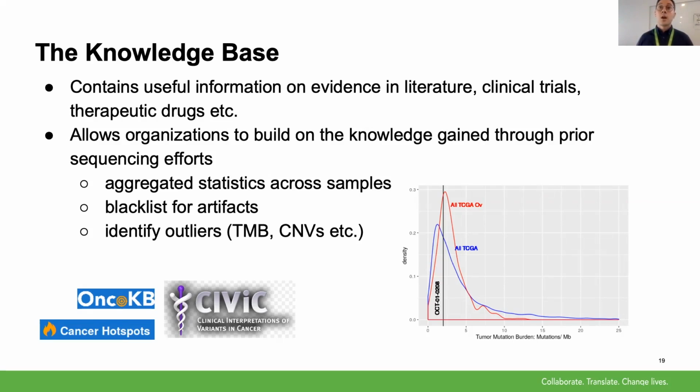In addition, we've had a lot of success in the past in my working group using the vast amounts of genomic data that we've created to create aggregate statistics where we can look at different outliers. We've created blacklists for sequencing artifacts. And how to best do this is still an important topic which we are working on.